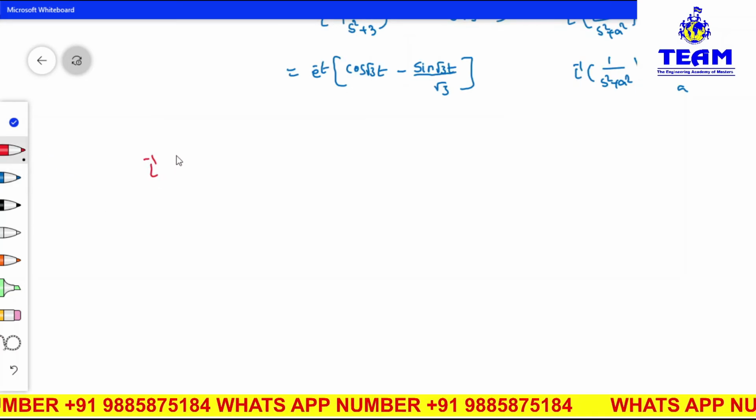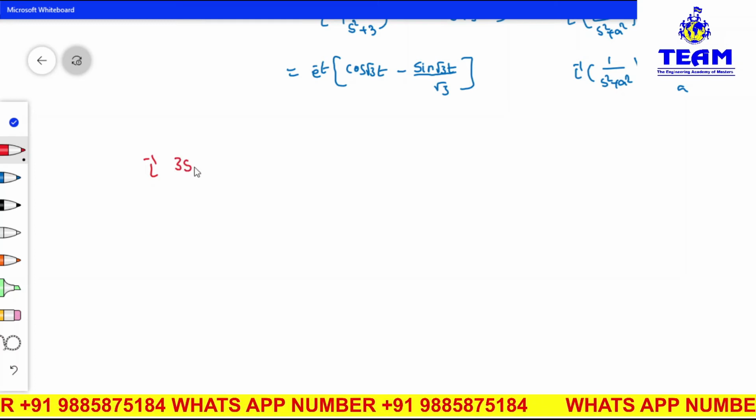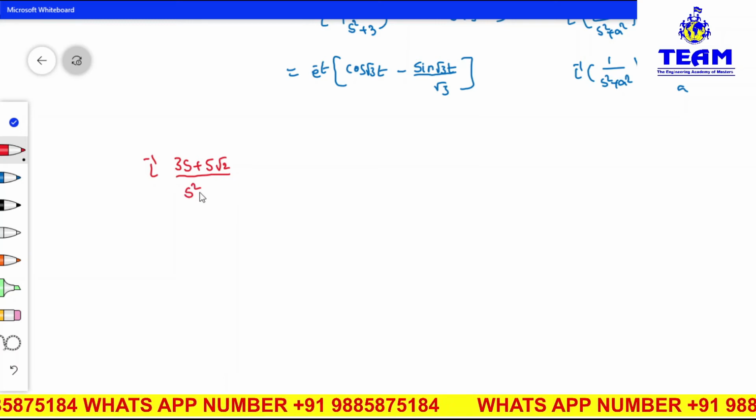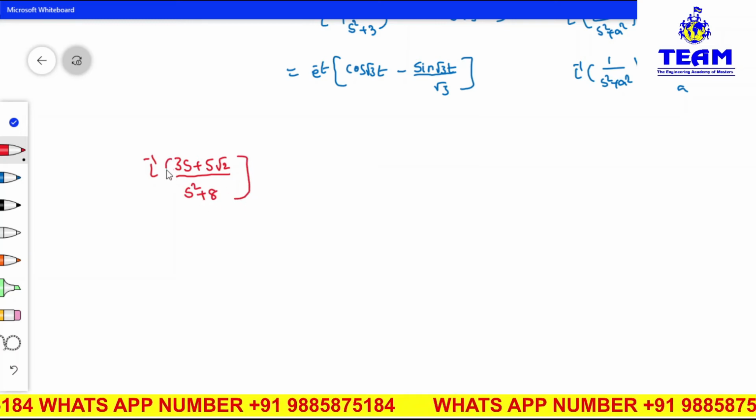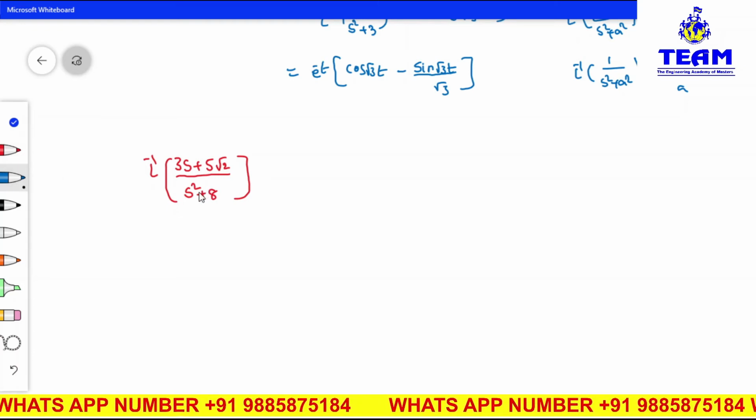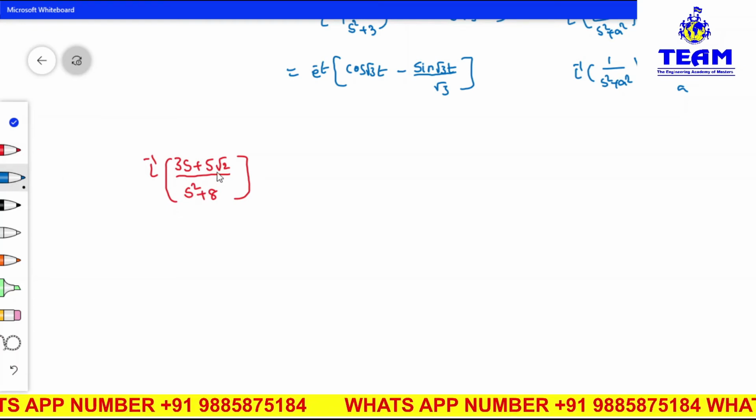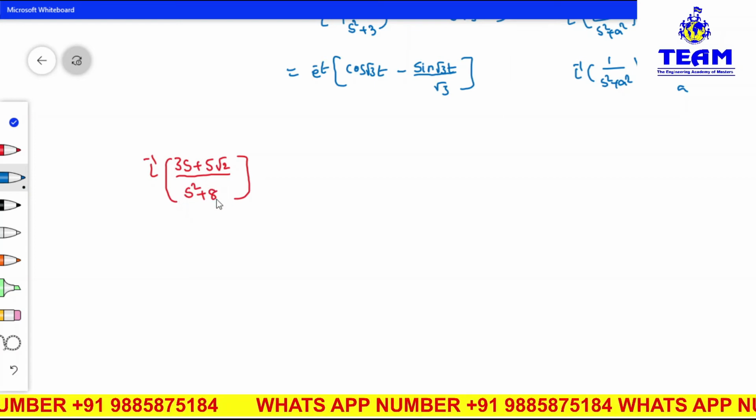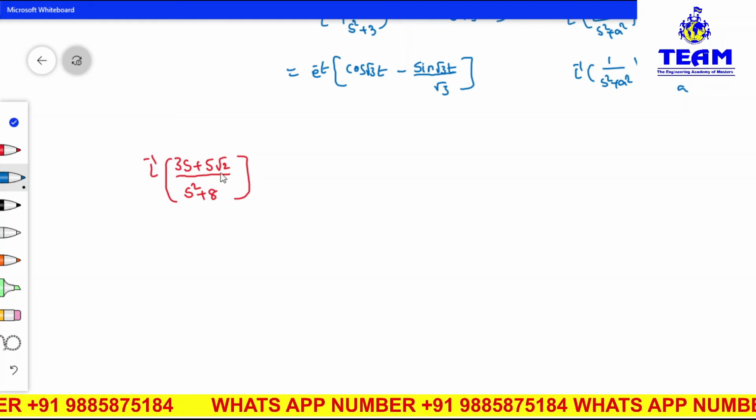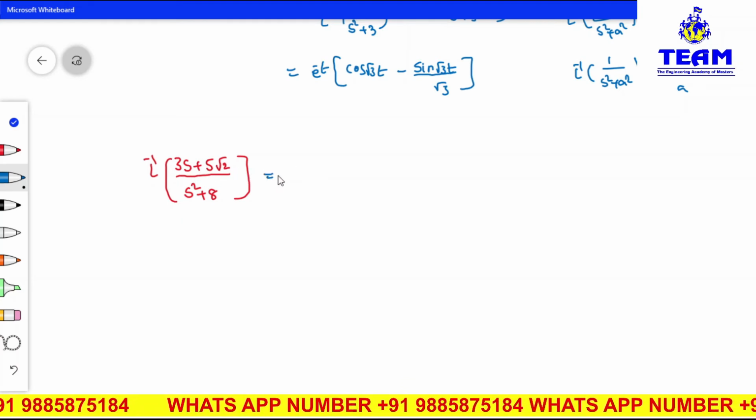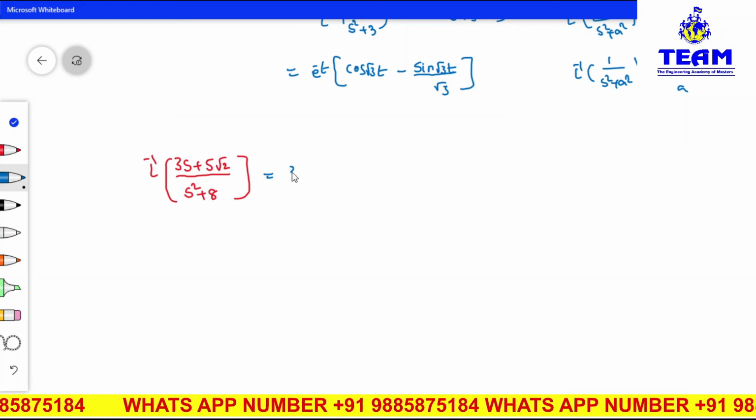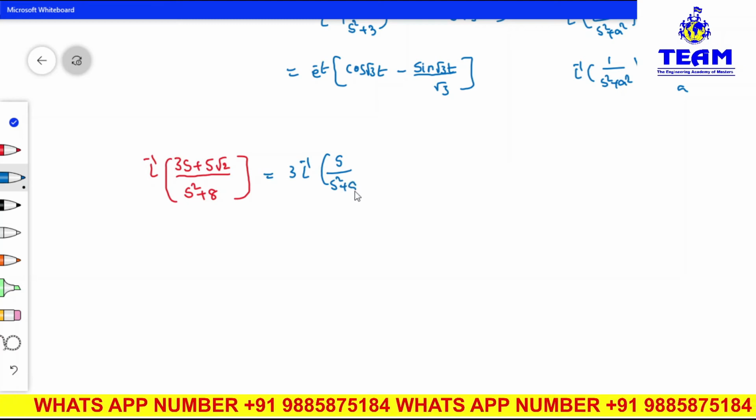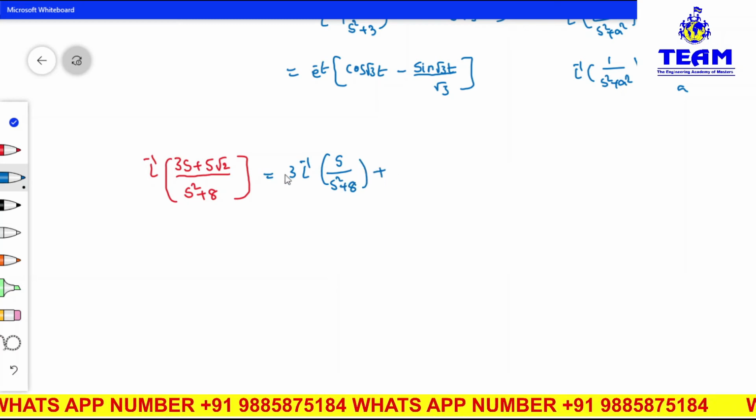Find L inverse of 3s plus 5 root 2 divided by s square plus 8. Now, here you observe, friends, the given problem is L inverse of 3s plus 5 root 2 by s square plus 8. This denominator contains the s square plus a square form, but in the numerator you have a sum of two terms. By using the linearity property, you can write, 3 is the constant, so 3 times L inverse of s by s square plus 8. Okay. Plus here you have a constant 5 root 2.